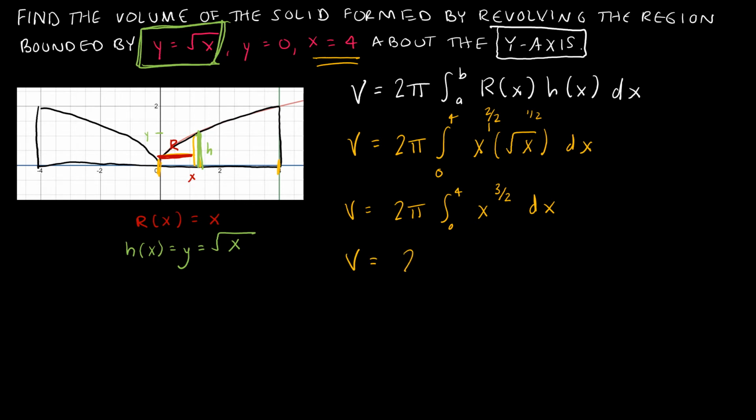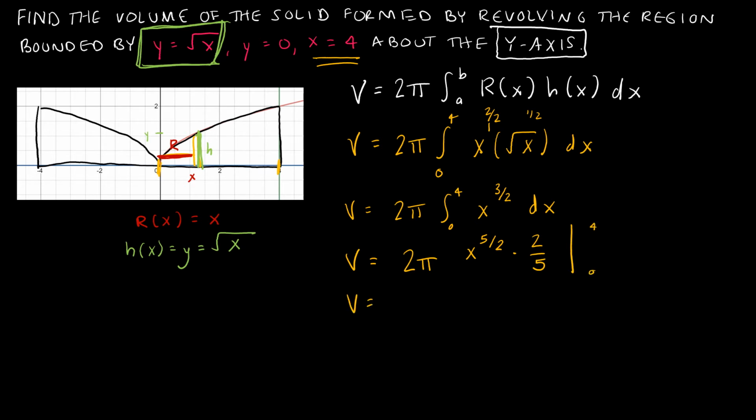Again, now I'm going to integrate. So the antiderivative of x to the 3/2 is x to the 5/2 divided by 5/2. But of course, I don't want to divide by 5/2. So I'm going to say this is x to the 5/2 times 2/5. So I'm just multiplying by the reciprocal, again, from 0 to 4.